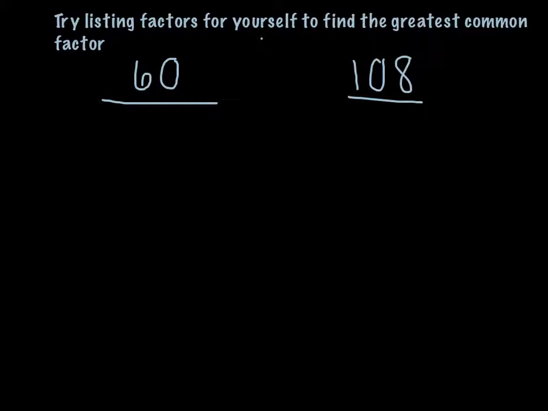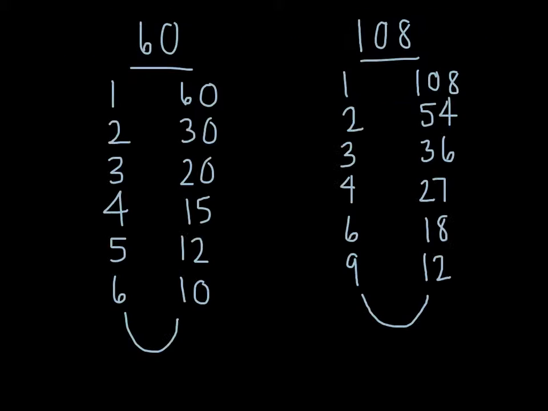So here are two numbers that you can try listing the factors for yourself to find the greatest common factor. You should pause the video here and work out your solution, and then you can click play to go to the next page and see if you were correct.